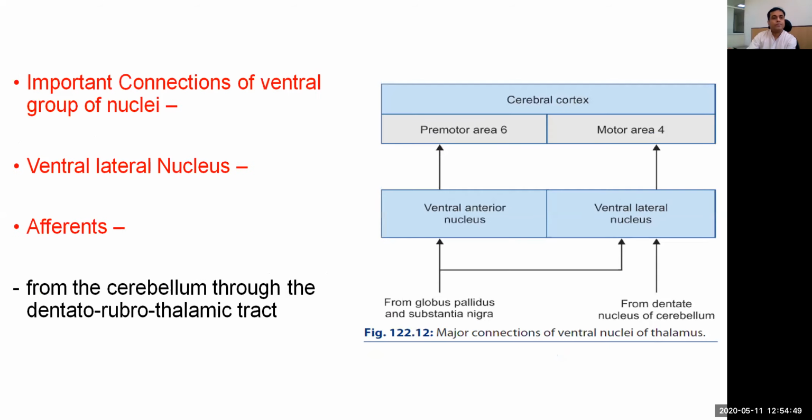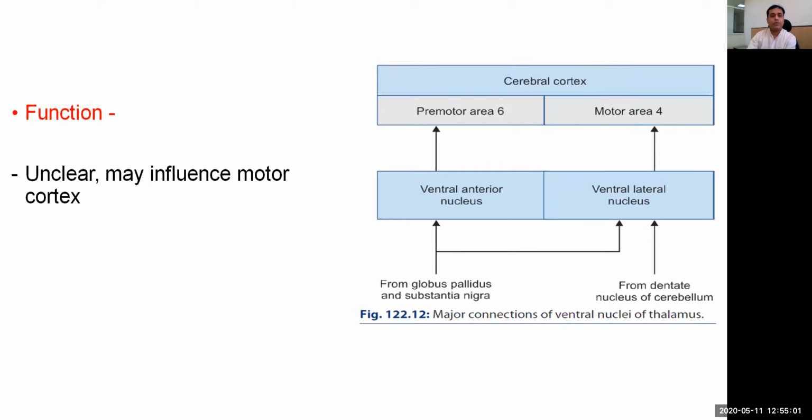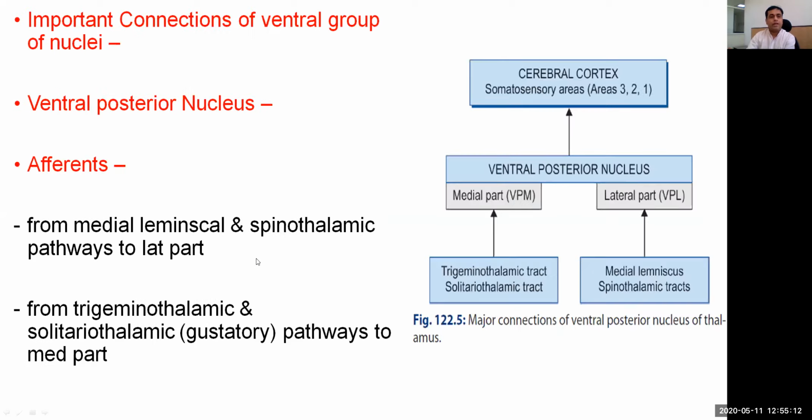Ventral lateral nucleus is receiving afferents from the cerebellum through the dentatorubrothalamic tract. Efferents project to the motor cortex, that is area 4. For both these ventral anterior and ventral lateral nuclei, the function is unclear, but ultimately they are projecting to the motor areas of the cerebral cortex, therefore may have a role in influencing motor activity.